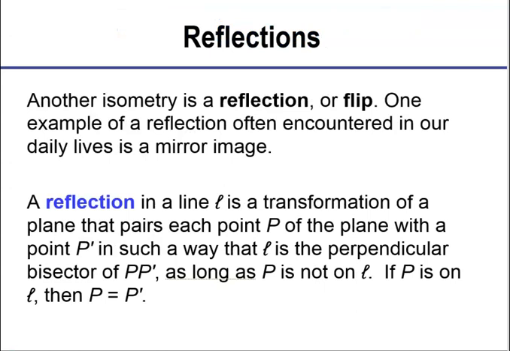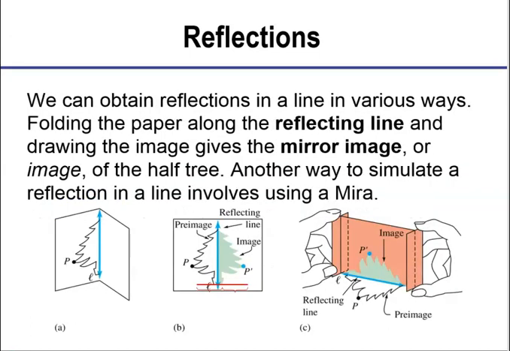Reflections. Another isometry is a reflection or a flip. One example of a reflection often encountered in our daily lives is a mirror image. A reflection in a line L is a transformation of a plane that pairs each point P of the plane with a point P primed in such a way that L is the perpendicular bisector of P P primed, as long as P is not on L. If P is on L, then P is P primed. It's the same point. Don't worry if that definition was a little confusing taking it in. You're going to see reflections coming up in examples.